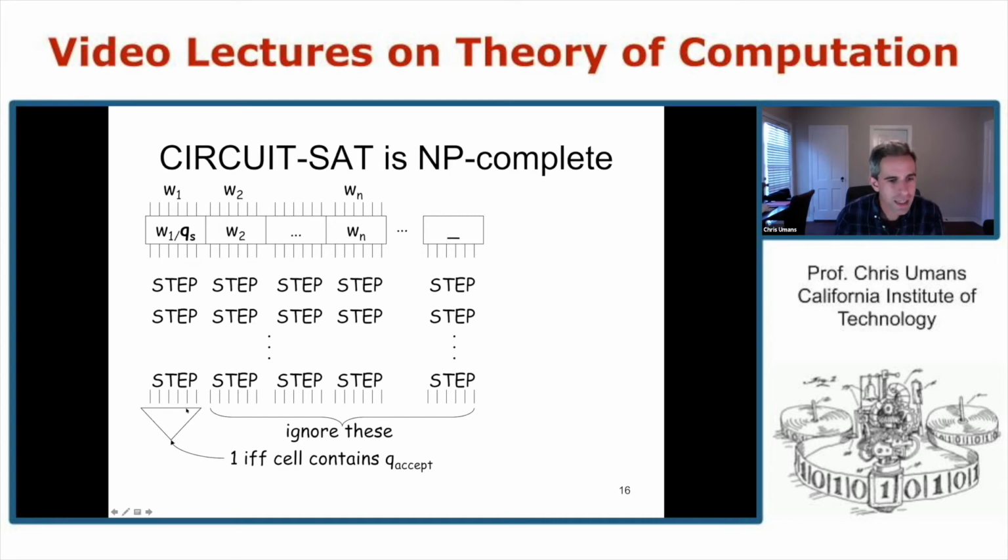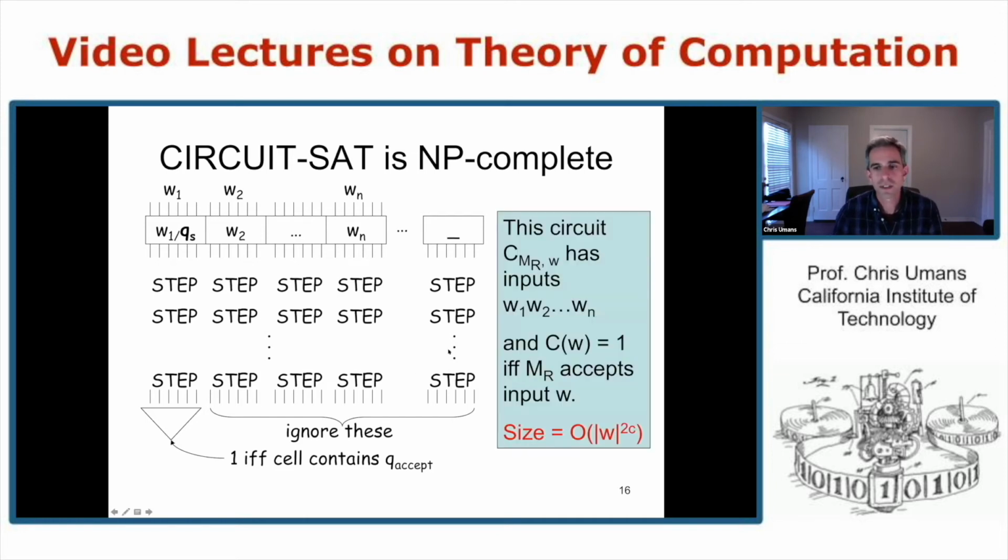And then at the end here, you can build a little circuit that just checks whether the contents of this leftmost cell at the very end of the computation contains the state QAccept, meaning that the machine would have accepted that input. Okay, and so that's another little tiny circuit that you add on. So with that little pre-processing and post-processing, you've ended up with a big Boolean circuit which outputs 1 if and only if that machine on that input would have accepted its input.